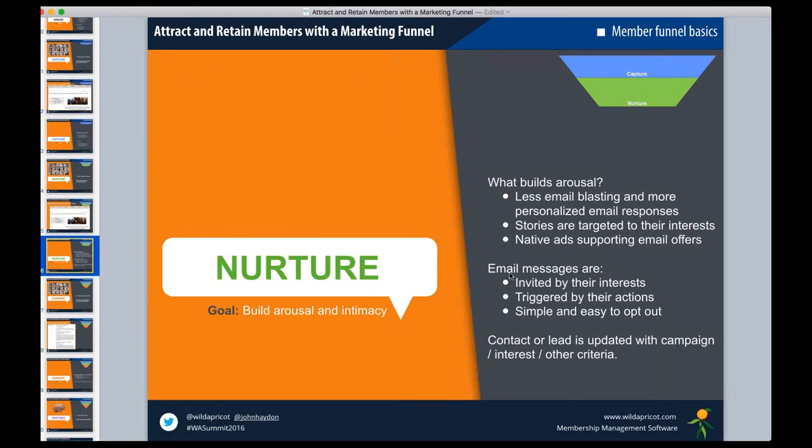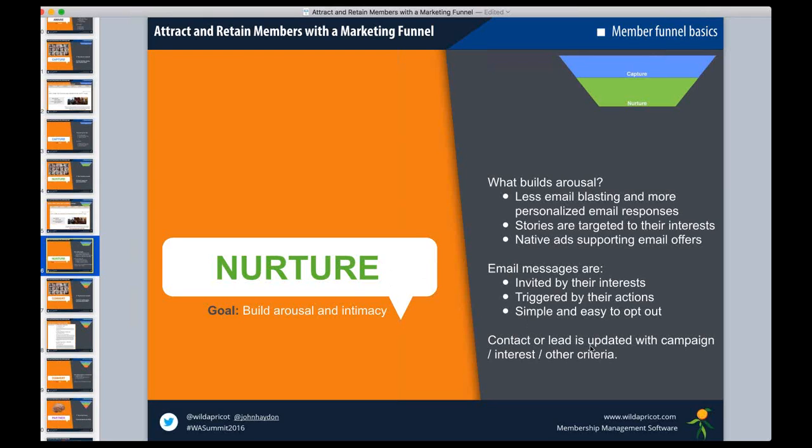So email messages, again, they're invited by their interests, so they've opted into these messages. That's why this nurture is even happening. They've invited the contact. It's triggered by their actions, and it's simple and easy to opt out. So email messages, you want to give people an opportunity to opt out of contact as well, all right?